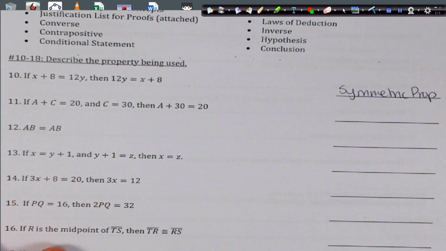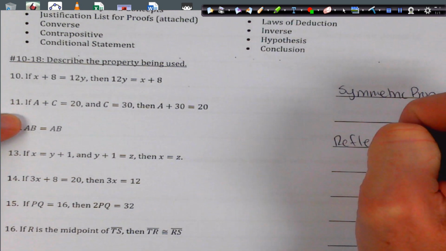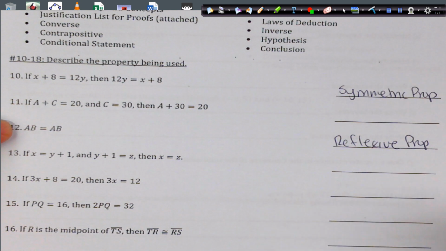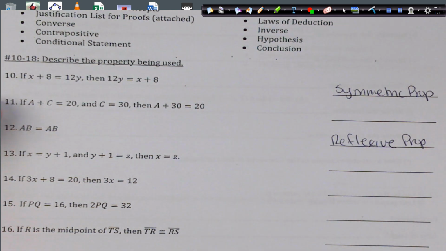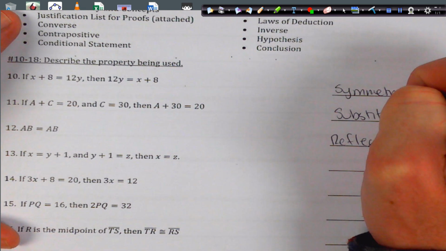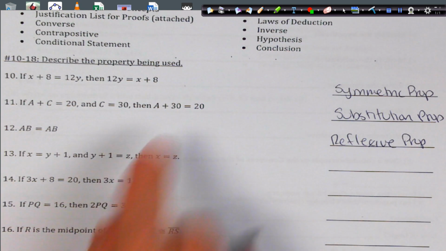Okay, not to be confused with reflexive. Reflexive is the exact same thing. In fact, number 12, as I'm just glancing down, that would be reflexive property. See how they're the exact same? These are not the exact same. A plus C equals 20, C is 30, so A plus 30 equals 20. That would be a good example of substitution, where we're substituting in the 30 for C.